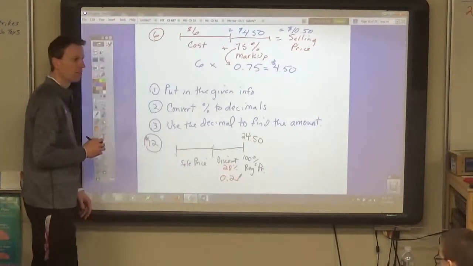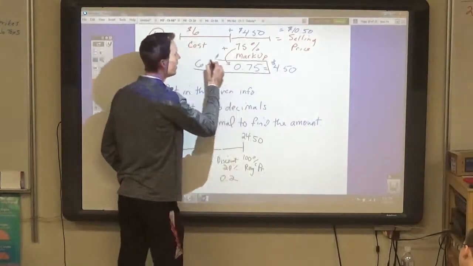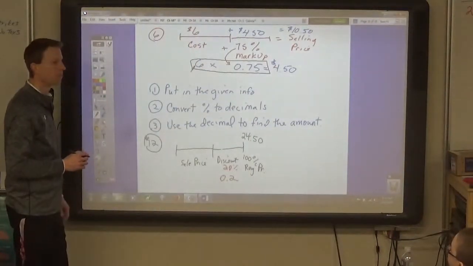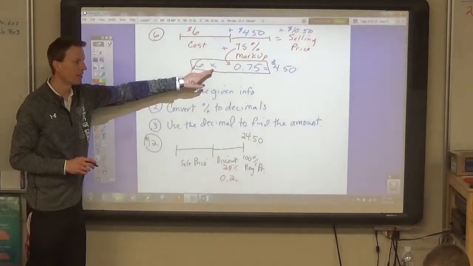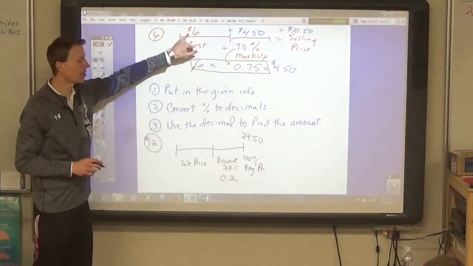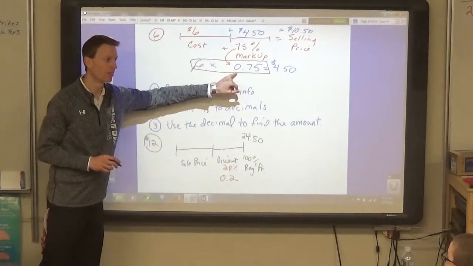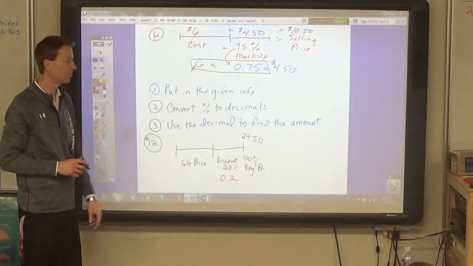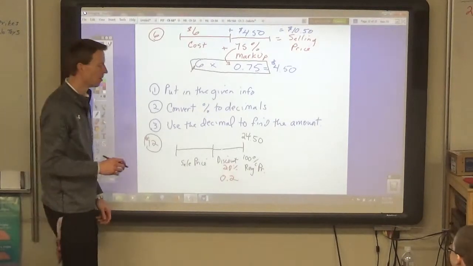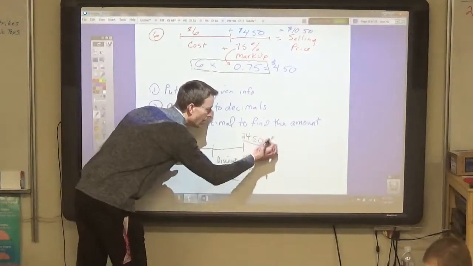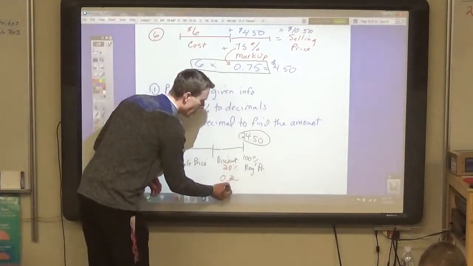So we have to do what? How did we find the percent? Convert it to a decimal and then multiply the amount times the decimal. So what would we do in this one? Where's the amount given? 24.50 times what? 20%. Good. And what is that?